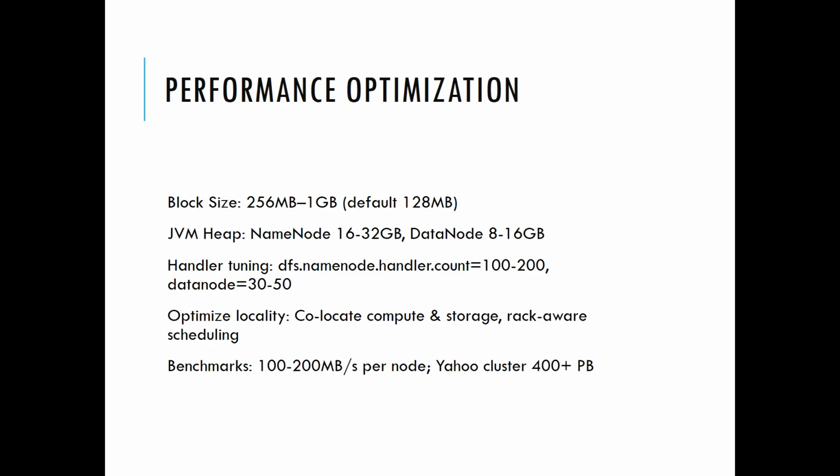Set dfs.namenode.handler.count to between 100 and 200 and the data node handler count to 30 to 50. Optimize data locality by co-locating compute and storage and use YARN's rack-aware scheduling. For benchmarking, expect 100 to 200 MB per second per node. For scale, consider Yahoo's cluster, which managed over 400 petabytes of data.